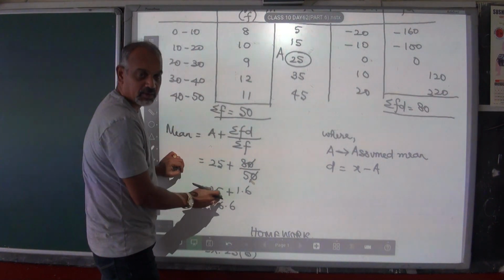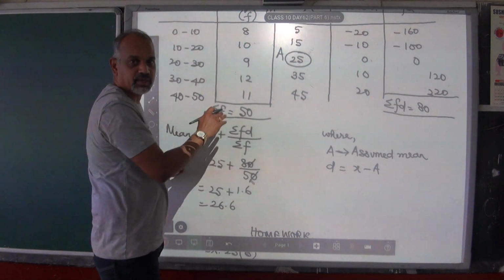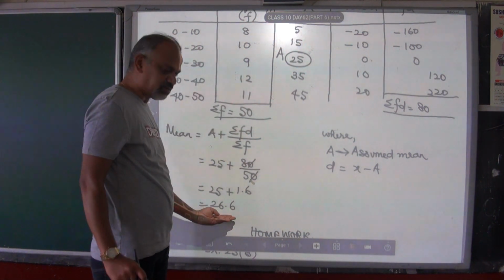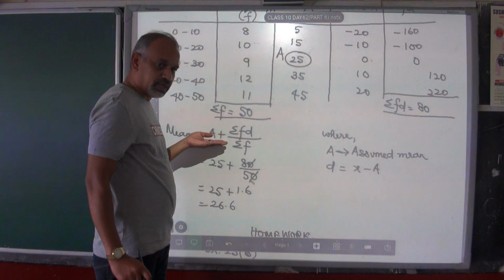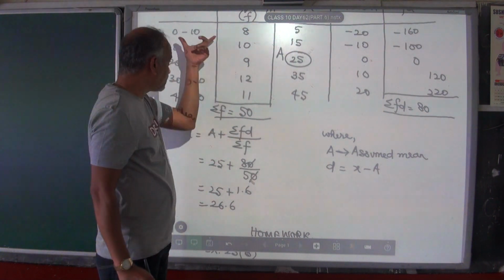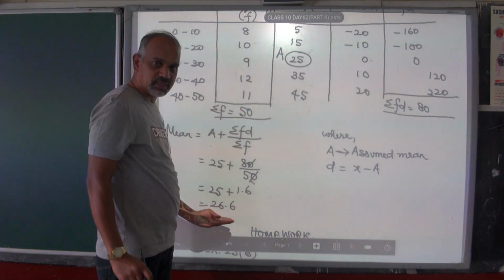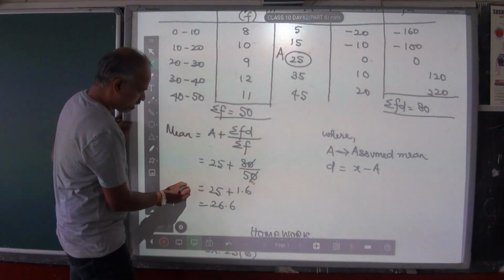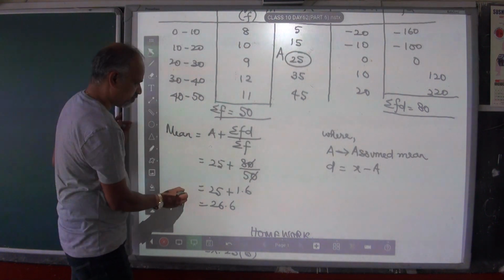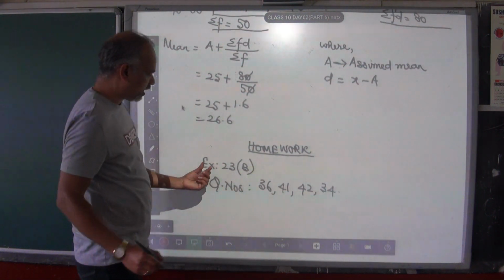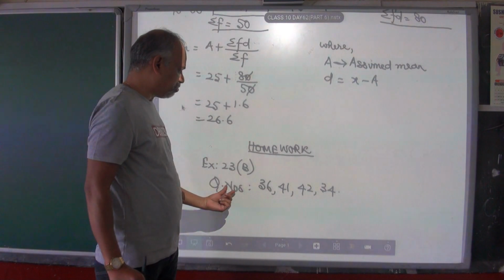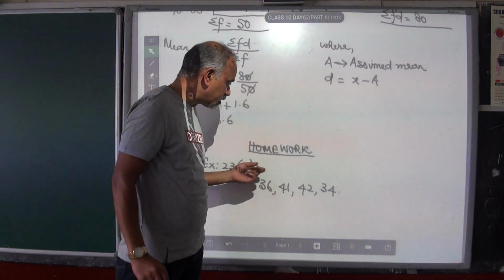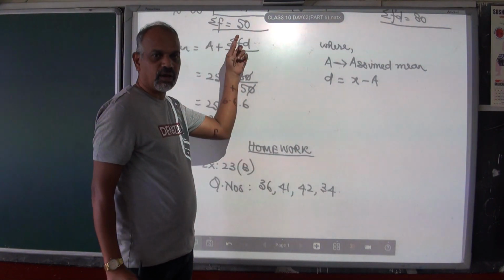It is the same whether you use the direct method or the shortcut method. In the previous case, I showed you the direct method, and this was the value of the mean. Even if you use the shortcut method for the same data, the mean value is the same, that's 26.6. So this is your second method, and the homework for today is exercise 23B, question numbers 36, 41, 42 and 34, using the second method, that's called the shortcut method.